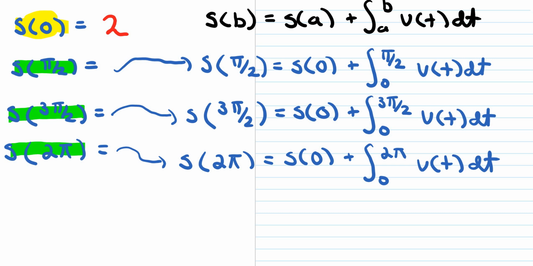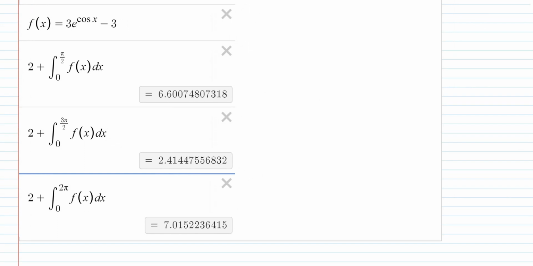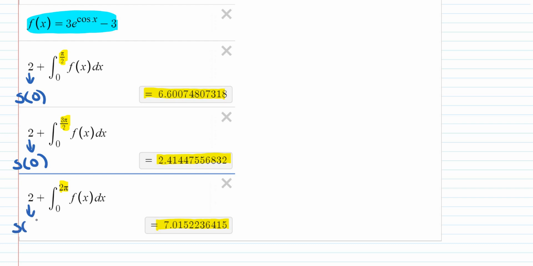And what I'm going to do next is go to Desmos here and show you how you can calculate all that very quickly. So this is the position at pi over 2. And at 3 pi over 2, your position is that. And at 2 pi, your position is that. So this is how you can easily use Desmos to find the final position. And once again, just define your velocity function as f of x right there. And then we also know that this 2 right here is really your initial position, right? So anytime you have a value of 2 here, that's really your initial position.